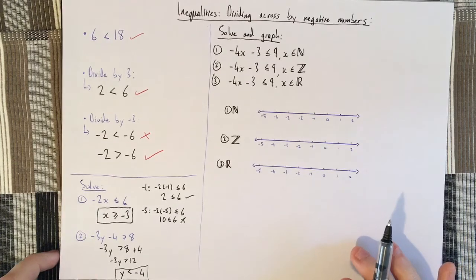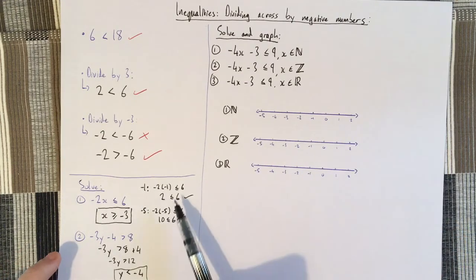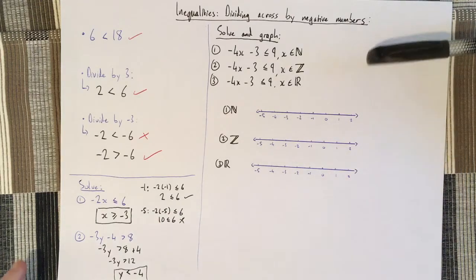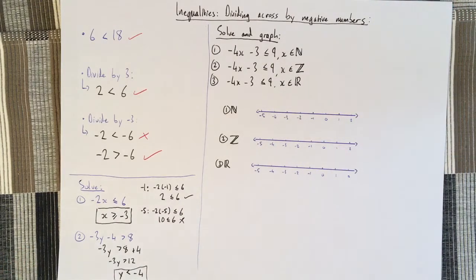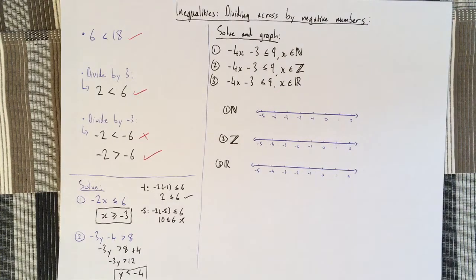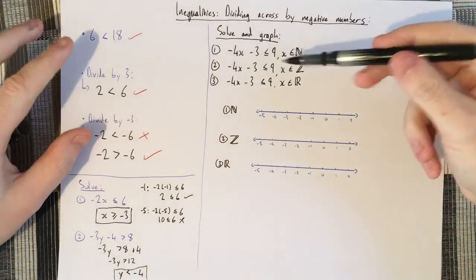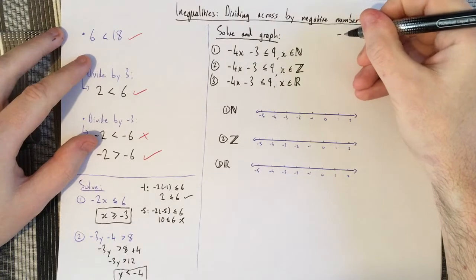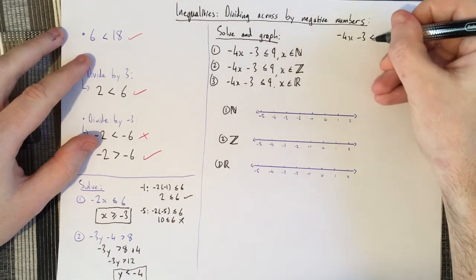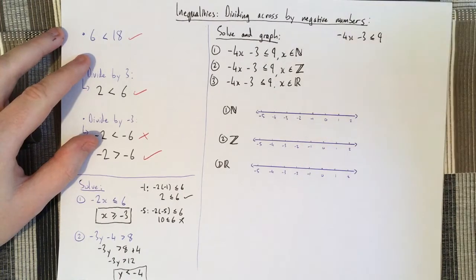All right. And again, I could do that test here if I wanted. So over here, just the full one, where I'm asked to solve and graph one of these. So it's like the other examples I've done in the other video. It's the same inequality 3 times. I'm just asked to graph it in 3 different number sets. So I only need to solve it once. So my inequality that I'm solving is minus 4x minus 3 is less than or equal to 9.